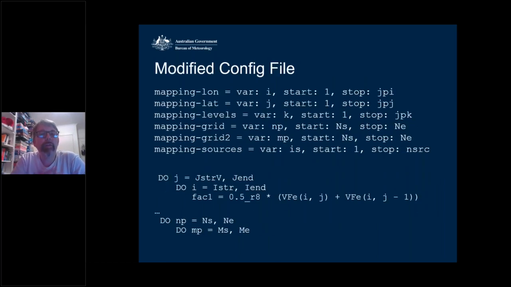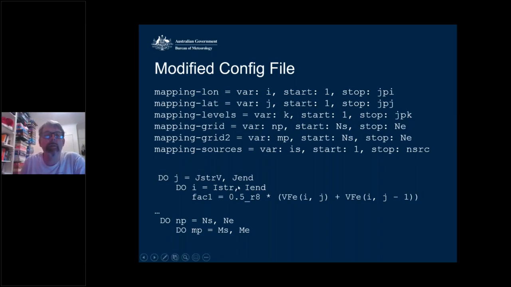This allows you to simply modify this config file to use your own coding conventions. So for example, here's what I did. I specified levels is using a variable K, latitude variable J, and longitude variable I. I also added other loops. So there is basically grid and grid 2 using NP and MP. And then what's called sources. Those are the loops I indicated to PSyclone, and it should detect and give me back as a kernel.